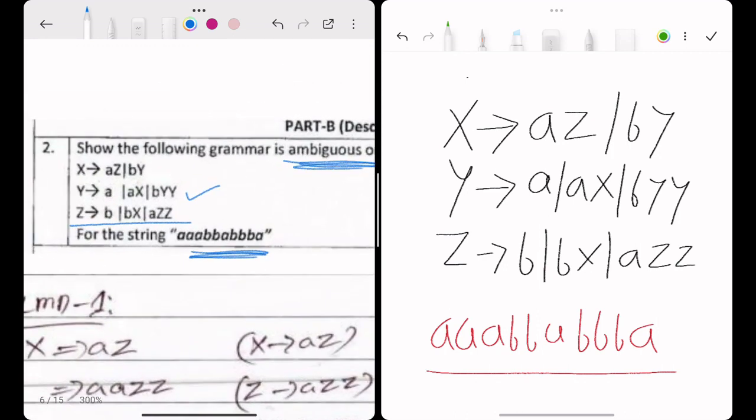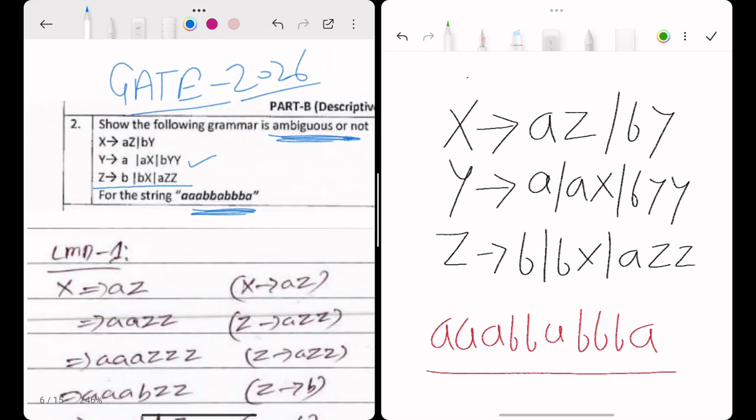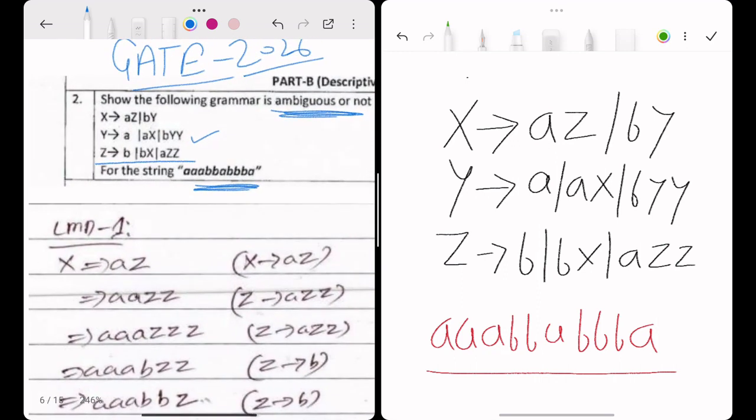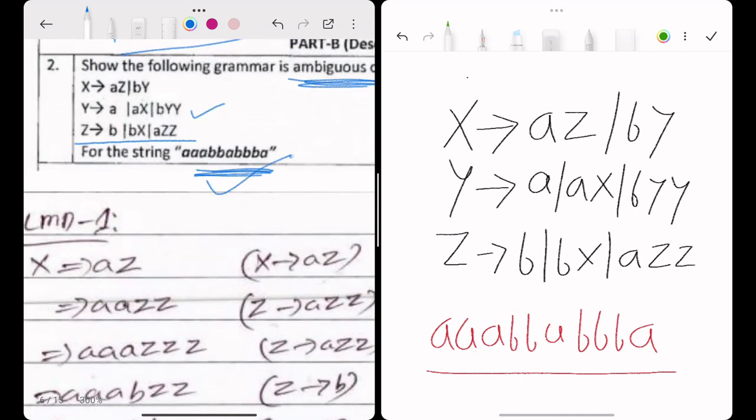Again I am saying, a similar question also came in the GATE exam, 2026. So this question is very important, and the same question also came in your semester end exam. Now if we are able to find more than 1 tree, then this is ambiguous. Otherwise this is not ambiguous for this string. So this is our target.